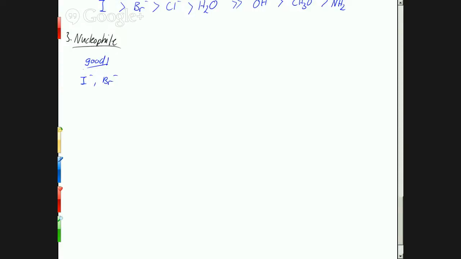Iodine actually is a good leaving group and a good nucleophile. Sulfur-based nucleophiles are usually really strong, because sulfur is larger than oxygen, so its negative charge is a little bit more diffuse, a little bit more able to go grab things. CH3S-.